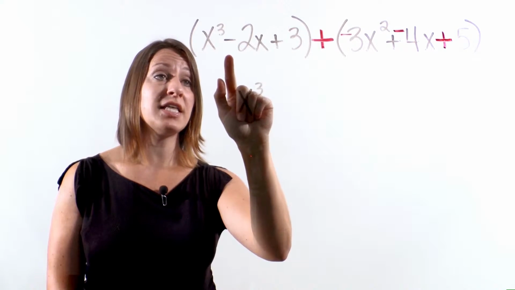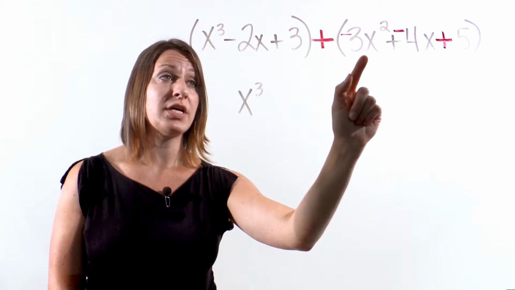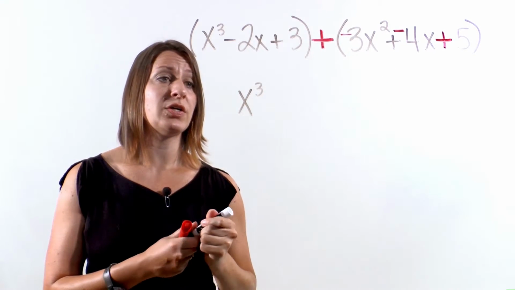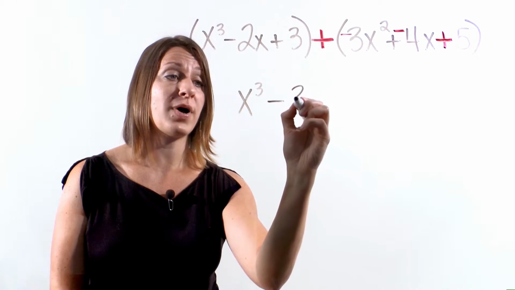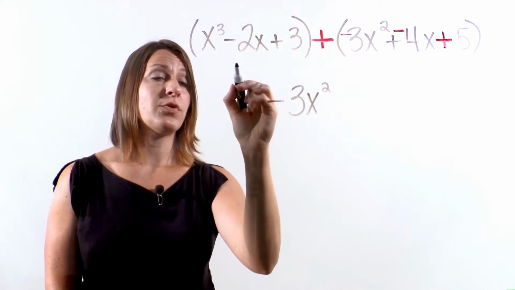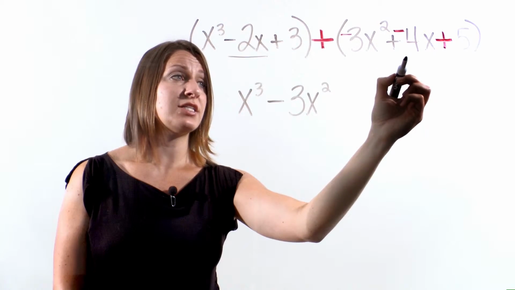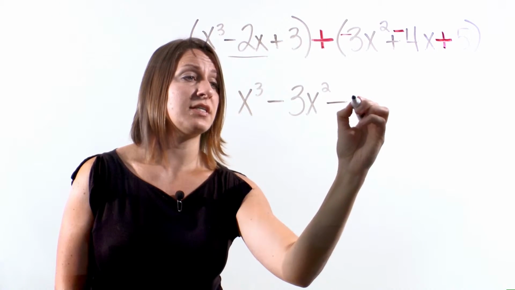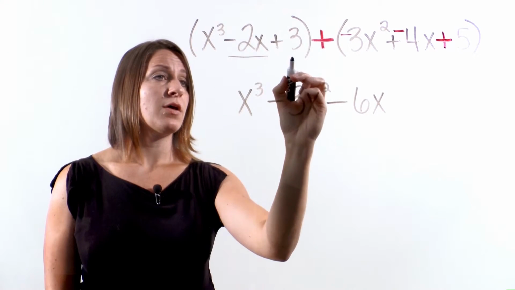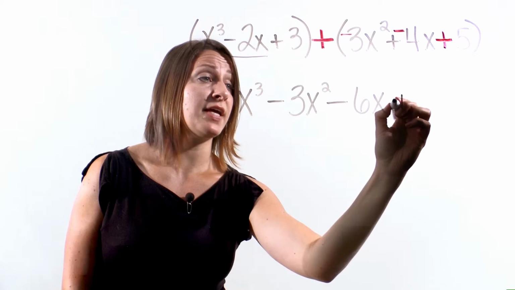Because there's nothing in this first trinomial that matches the x squared, think of it like 0 minus 3x squared, which gives us the value of minus 3x squared. Next, we're going to look at this minus 2x plus a negative 4x, which gives us a negative 6x, plus a positive 3 plus a positive 5 is a positive 8.